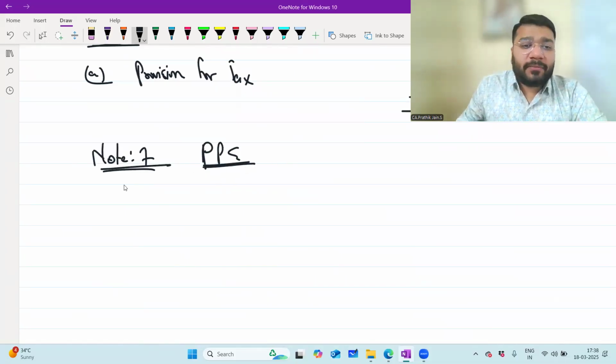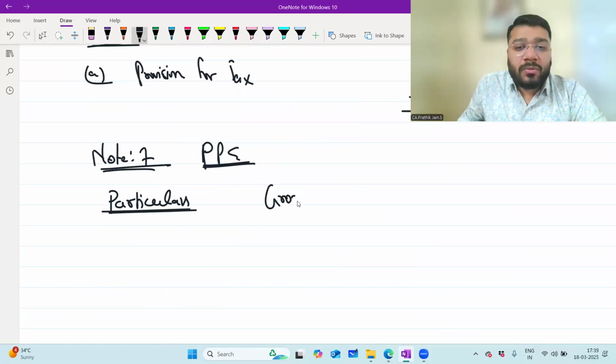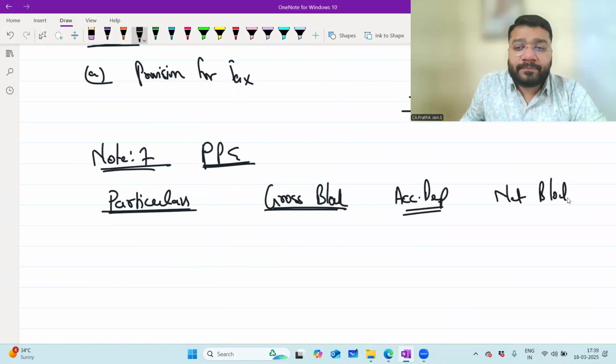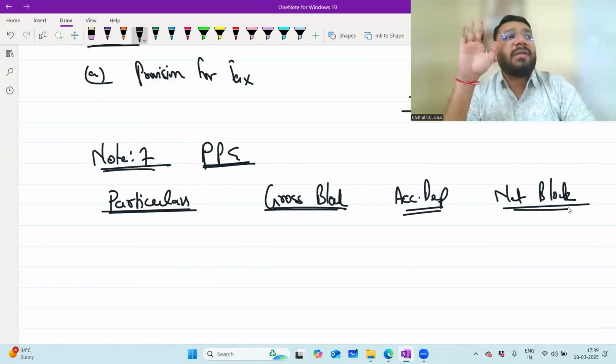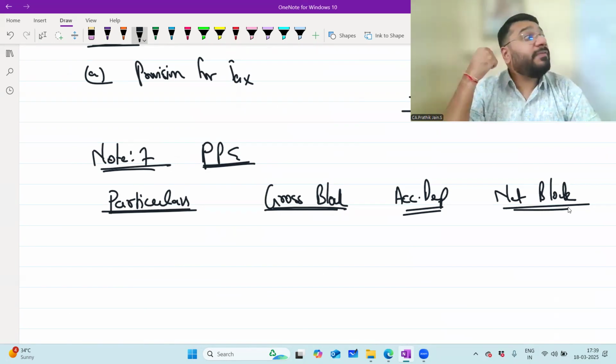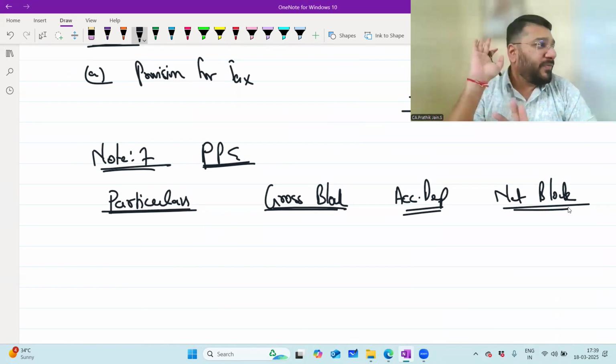Property, plant, equipment. Under that, particulars, gross block, accumulated depreciation, net block. Technically speaking, whatever the value is given in the trial balance, directly if you take and total that and put it, more than sufficient.